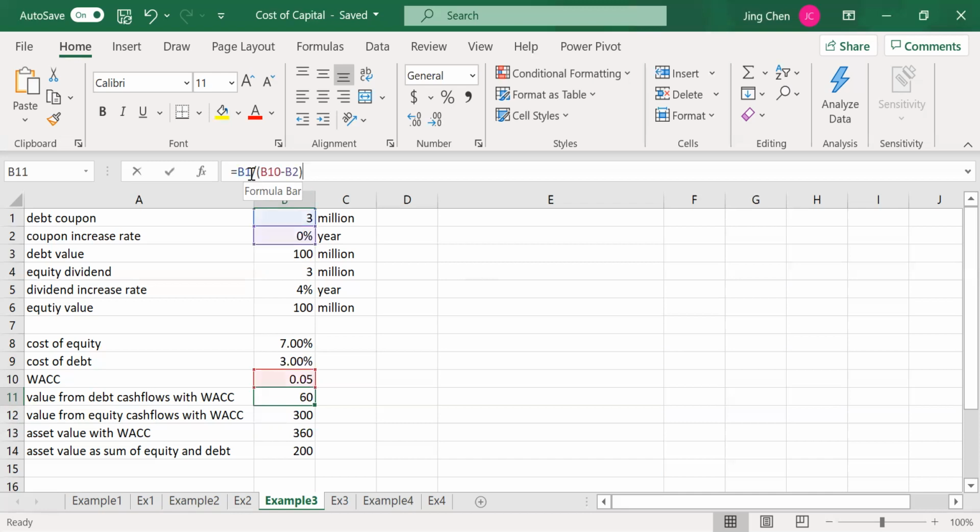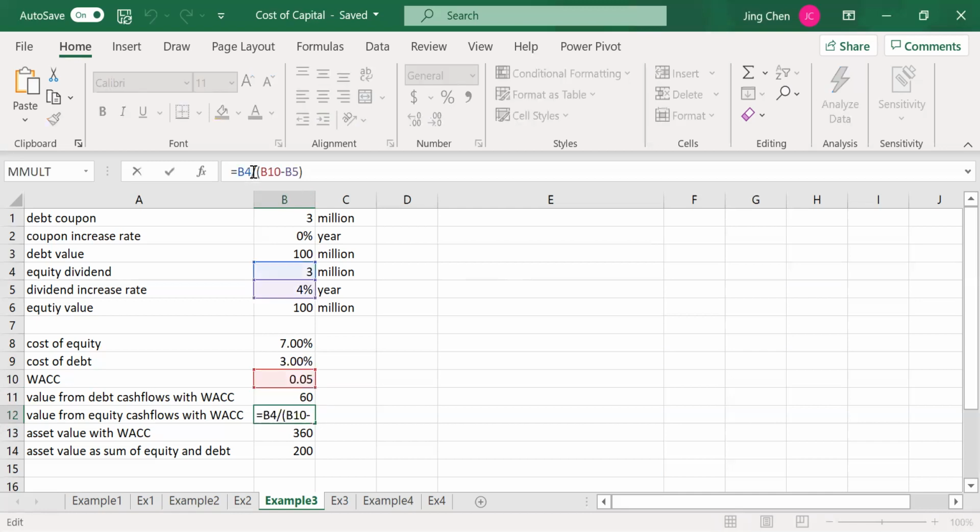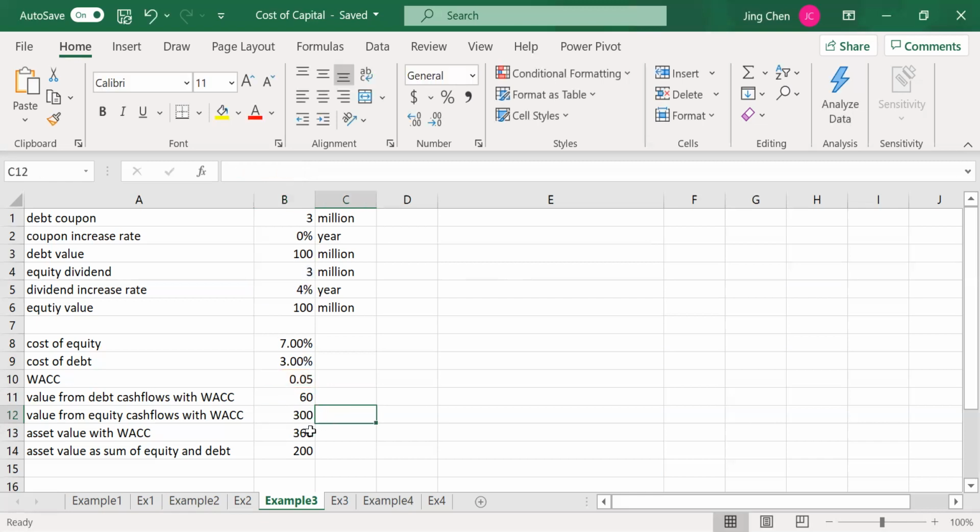Okay, coupon, right? Coupon rate, discounted by this WACC. Okay, we minus B2 at 0%. We can put that there, we can ignore it. The rate is 0, so we get 70, and this equity value discounted by WACC. Here we get B4, the equity dividend, over WACC minus B5. B5 is the growth rate. We get dividend growth rate, 4%. So we get 300. So the sum is 360.